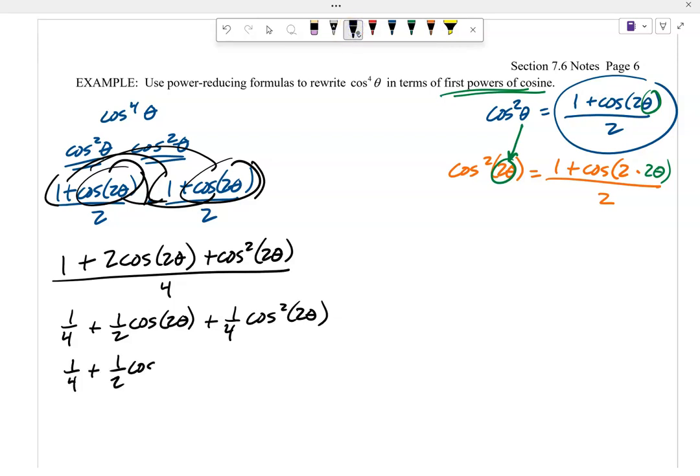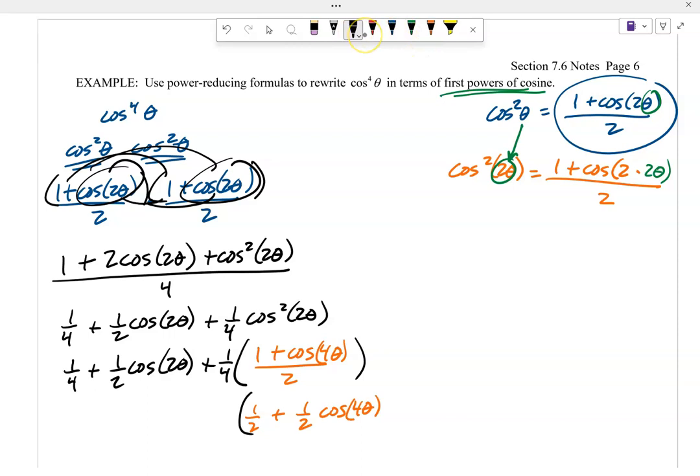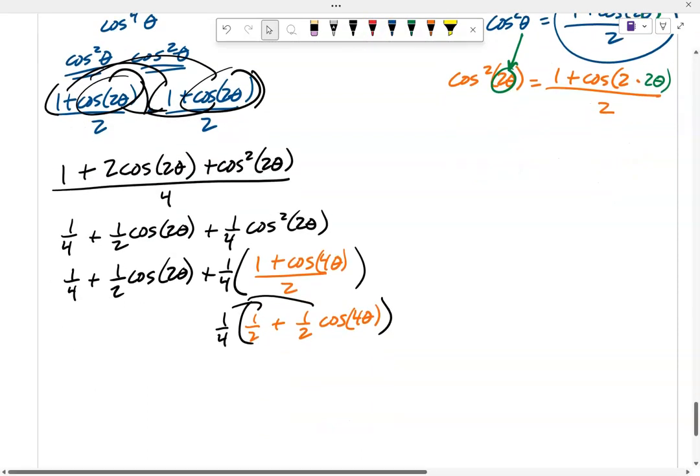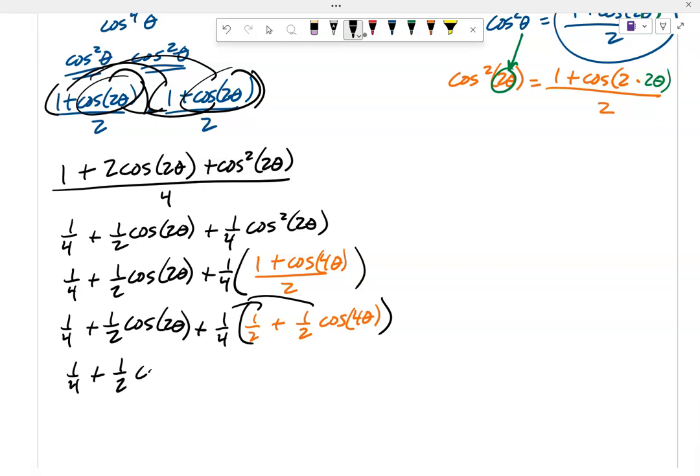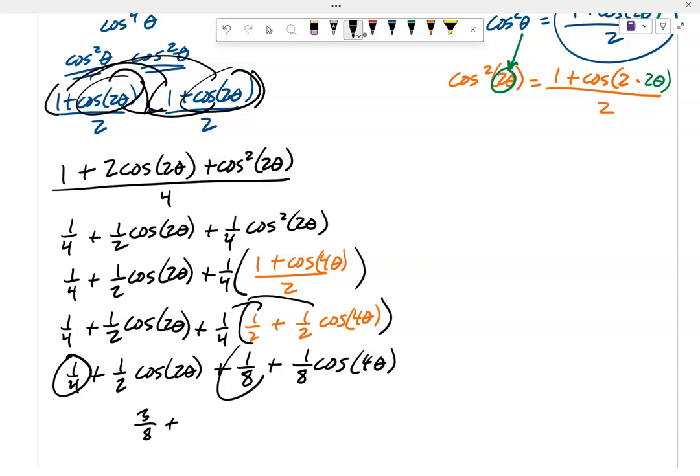So let's see what we got here. 1/2 cosine 2 theta plus a 4th times, and then I'm going to put this in. 1 plus cosine 4 theta all over 2. And that's 1/2 plus 1/2 cosine 4 theta, right? Each of those is over that. And so we'll take a 4th of each of those. So we got a fourth plus a half cosine 2 theta plus an eighth cosine 4 theta, and a fourth, or 1/4 plus 1/8, 2/4 plus 1/8 is a 3/8. And there we have it.